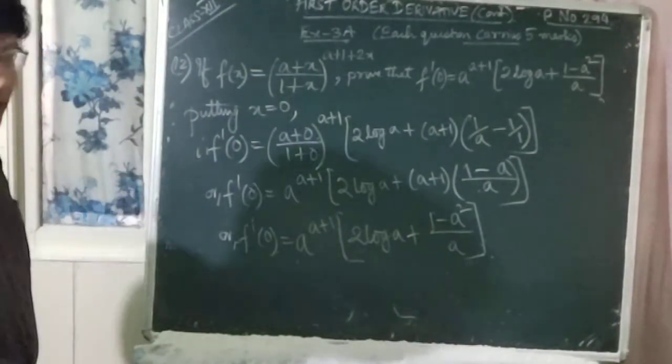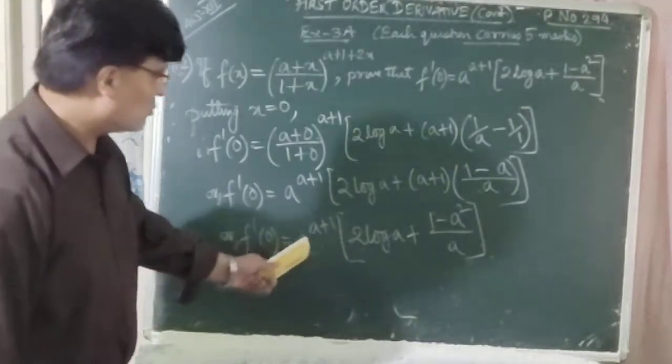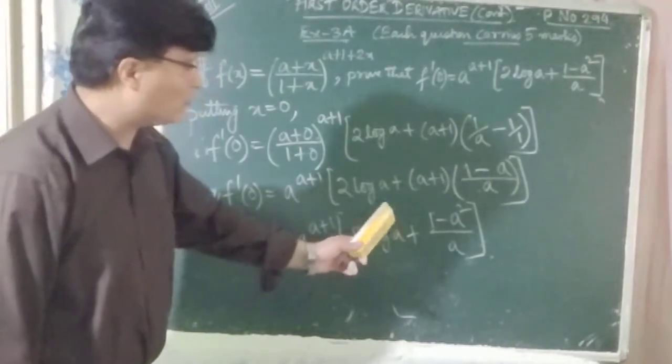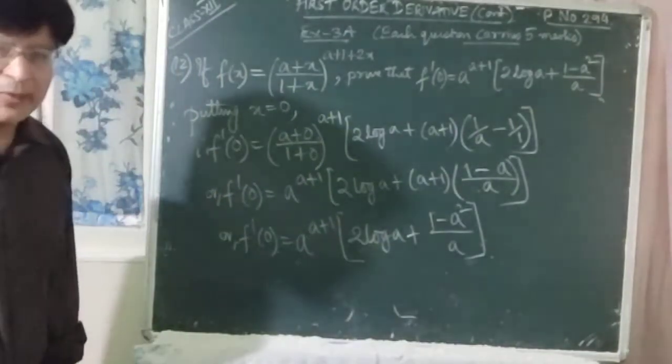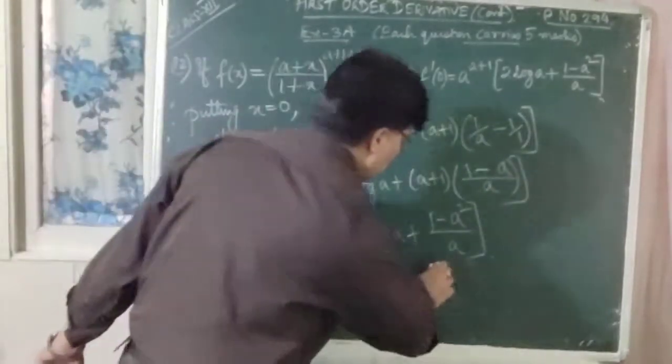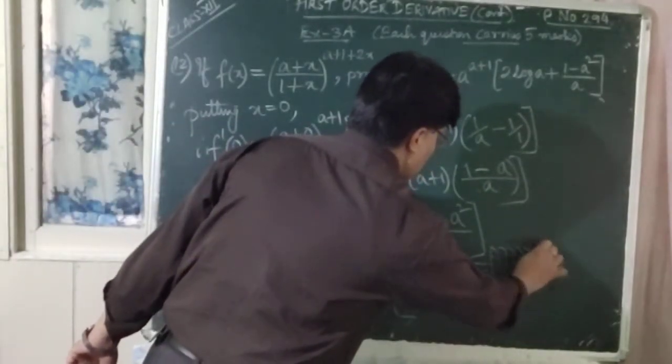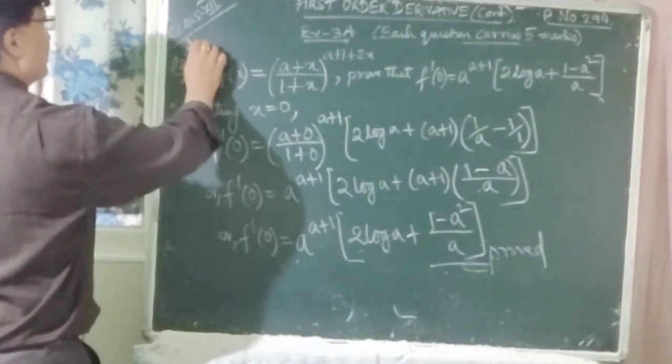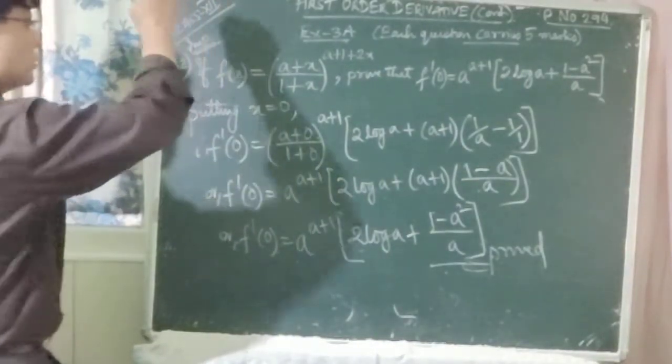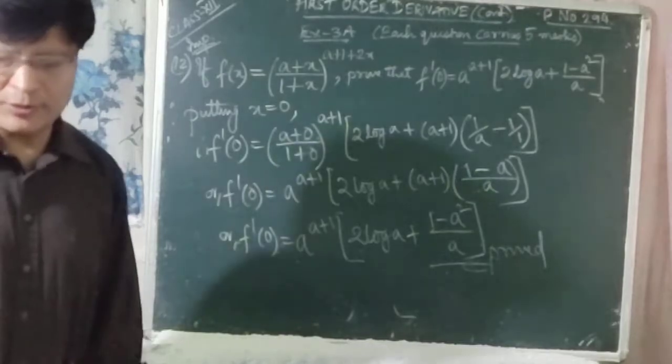So I think it's proved, isn't it? That is a to the power a plus 1 within the bracket 2 log a plus 1 minus a square divided by a. Proved. Okay. So this is a very important question. So you can practice it at home. Okay. So you can copy it.